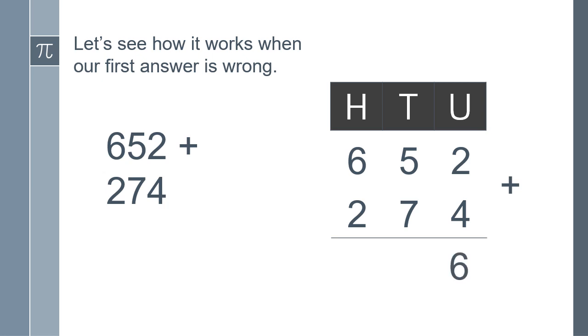2 add 4 is 6. 5 add 7 is 12. So we put the 2 in that column. But we're going to forget to carry the 1. So in our hundreds column, we're going to do 6 add 2, which is 8. So that answer of 826 is actually wrong, but let's assume at the moment that we don't know that.